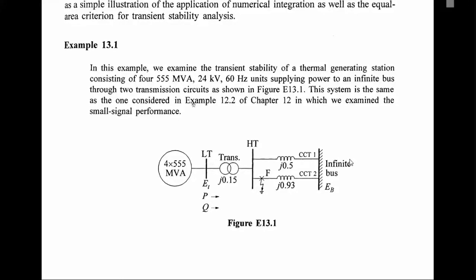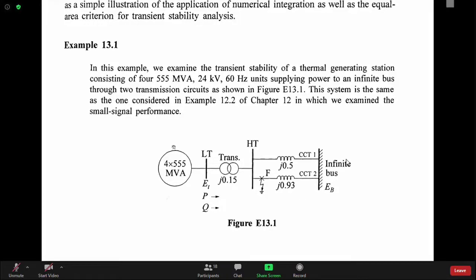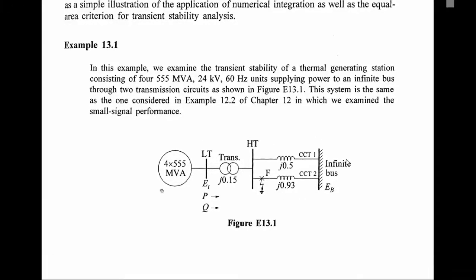Forget this, but we need to look at this single machine infinite bus system, where the four machines are connected to the infinite bus by a transformer having reactance j0.15 and two transmission lines here, with the upper transmission line with reactance j0.5 and the lower with j0.93. We will create a ground fault in this line. Then we shall see how the angle changes.